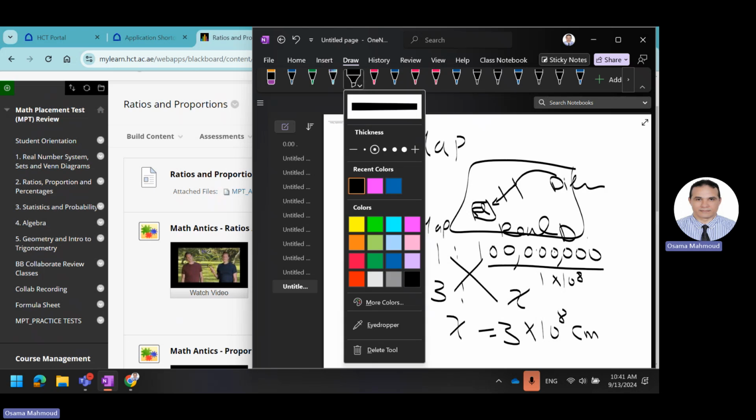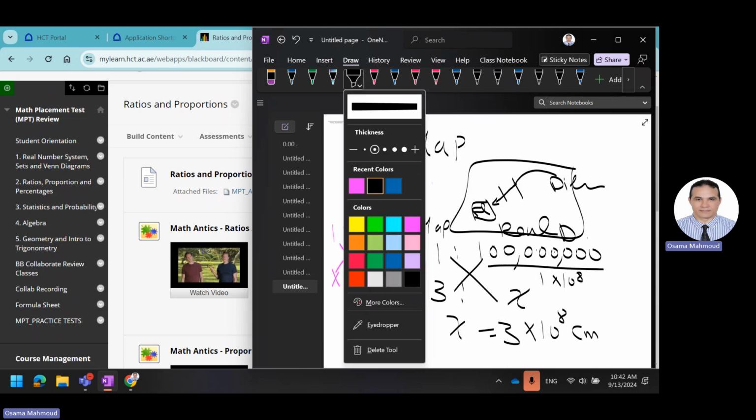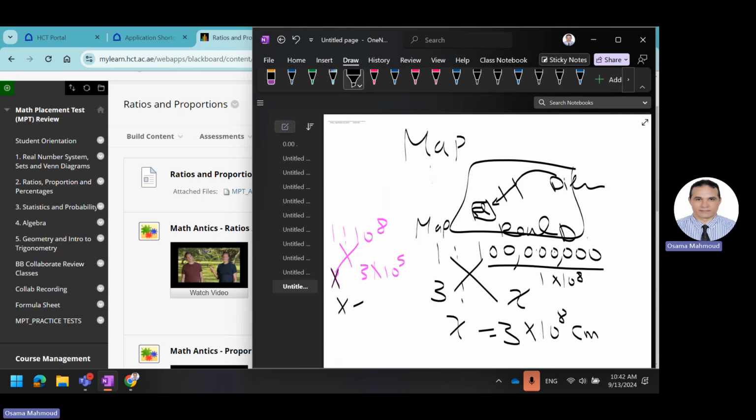If you are given the opposite, if you are given the real distance, 3 times 10 to the power 5, what is the distance in the map? Let us call it x, right? You can get x by the cross product. So x will be 3 times 10 to the power 5 over 10 to the power 8. For sure, the distance in the map will be very small, but the real distance will be very big. This is a proportion, this is a ratio. This is how to use it.